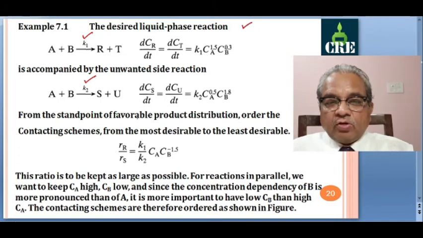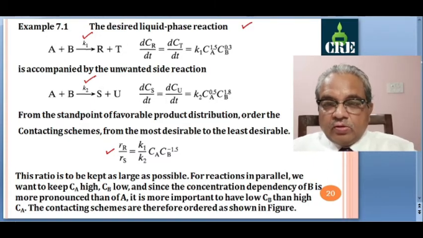From the standpoint of favorable product distribution, order the contacting schemes from the most desirable to the least desirable. So we have here desired is R as well as T, here S as well as U, both are unwanted.